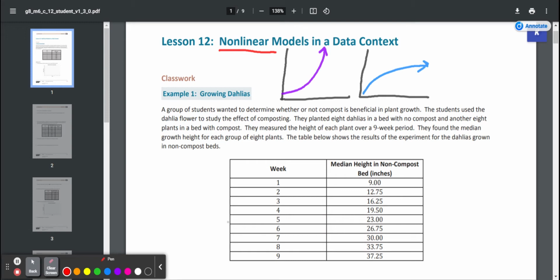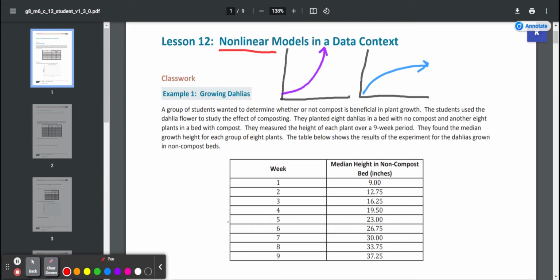So the first problem is example 1, growing dahlia plants. What's happening here is a group of students wants to determine whether or not compost is beneficial in plant growth. I think we can all agree it probably is, right? So the students are going to use a dahlia flower to study the effect of composting. In this experiment, they're going to place 8 dahlias in a bed with no compost and another 8 in a bed with compost. They're going to measure the height of each plant over a 9-week period, and they're going to find the median growth height for each group of plants.